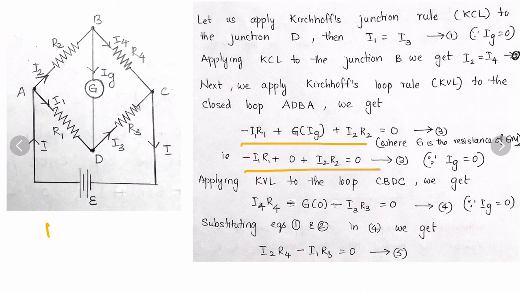From equation 3 we got I2 R2 is equal to I1 R1. So this is I2 R2, this is 0. Send it to this side, it will become I2 R2 is equal to I1 R1. The same thing is written in the next page.